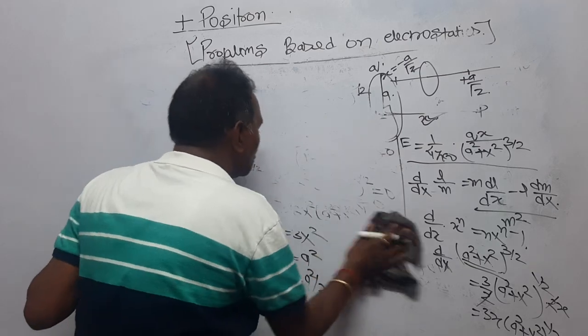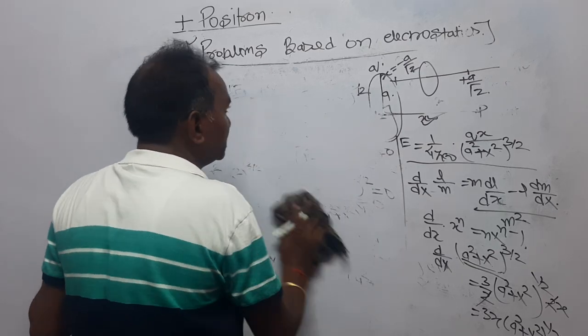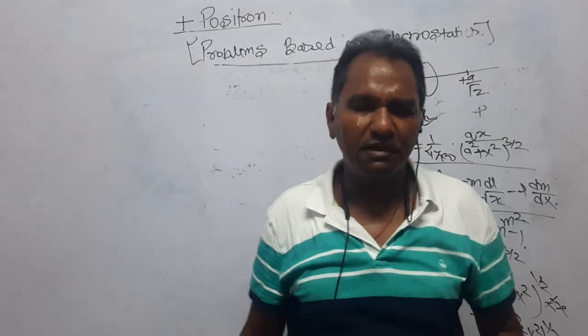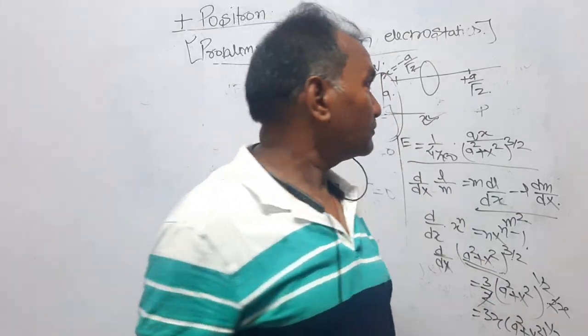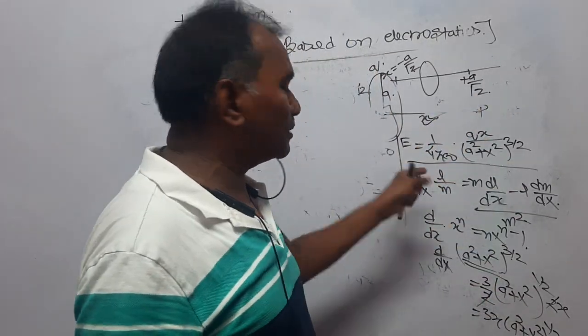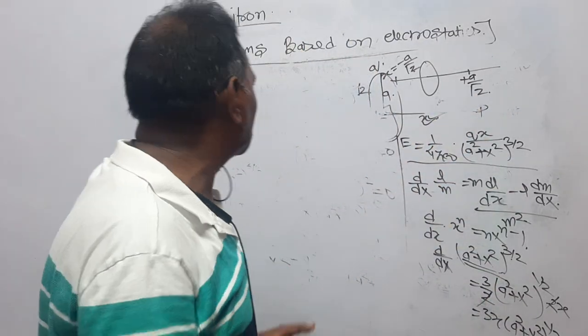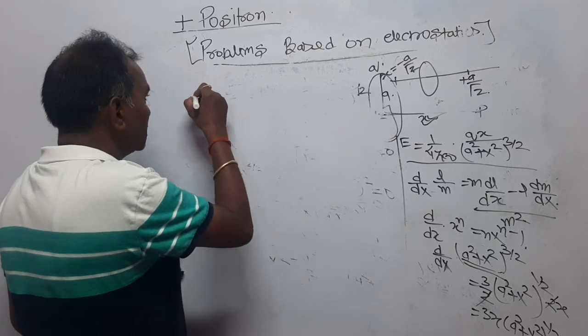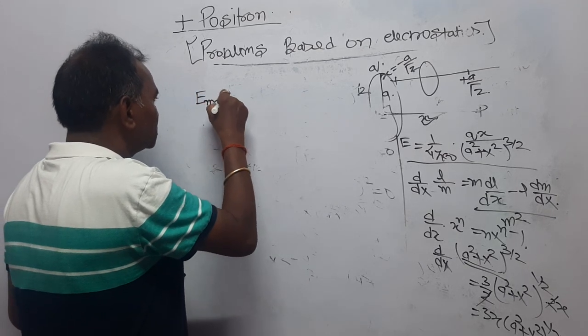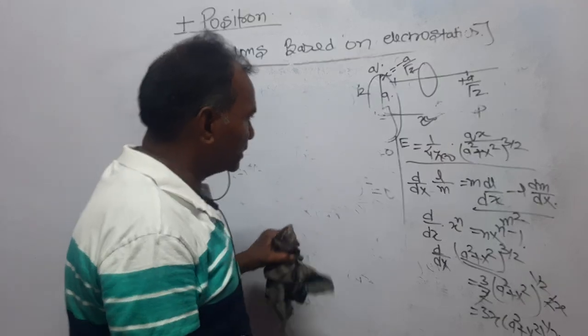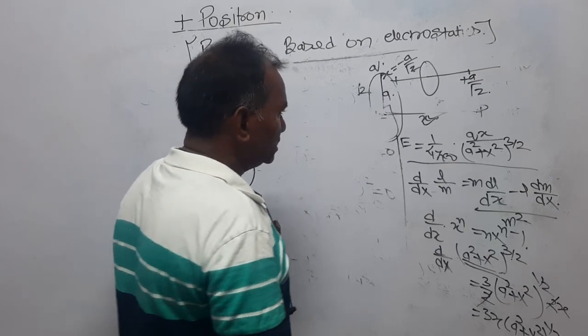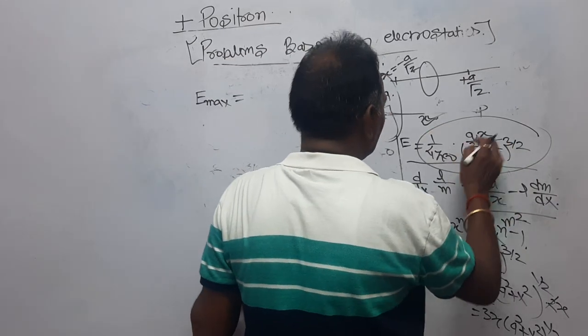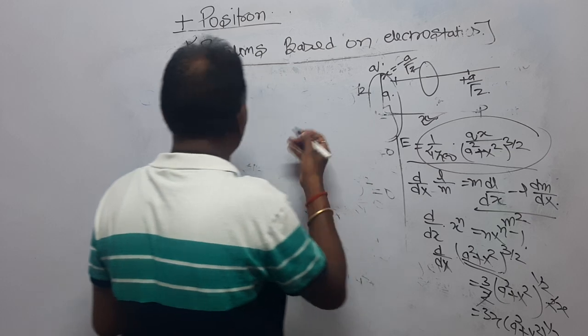Now dear students, what we have to do now: you have found the value of x, that is equal to plus minus a by root 2. For this value of x, the value of E will be maximum. Now you can find the maximum value, E max. How can you find it? E is this. Now replace the value of x with a by root 2.